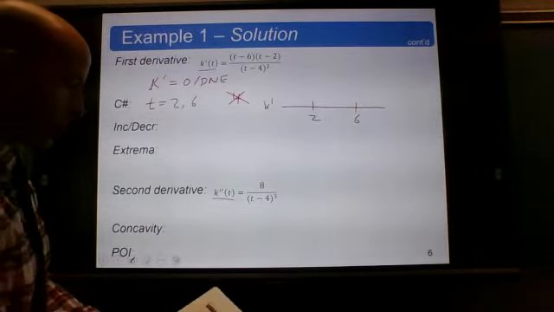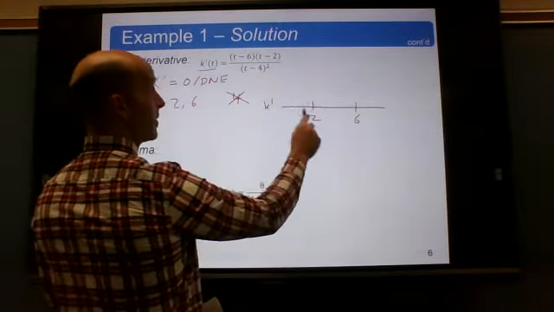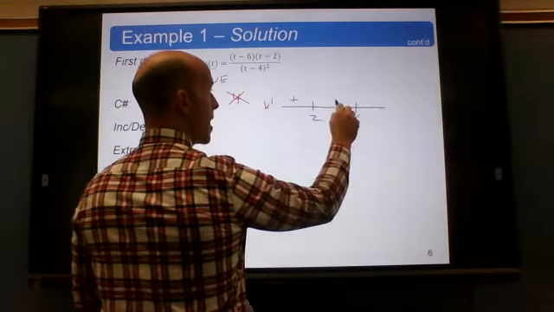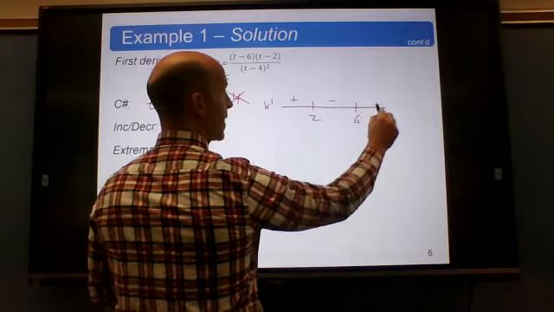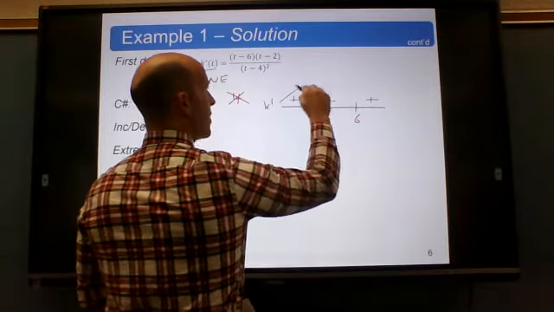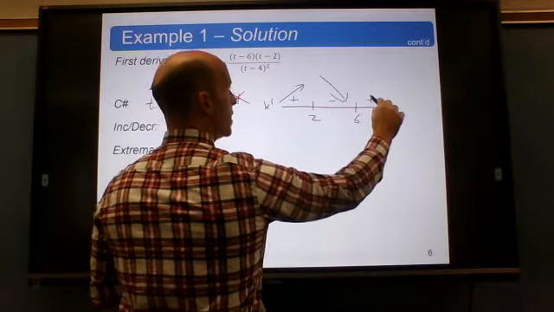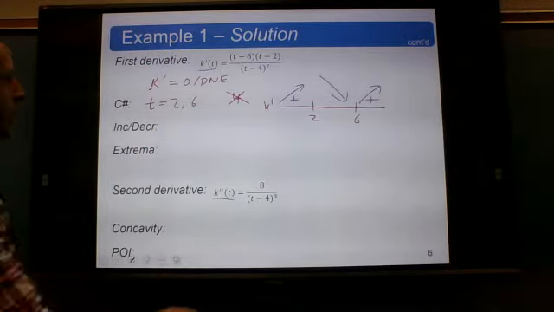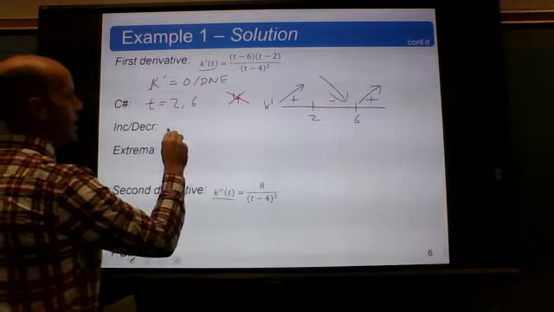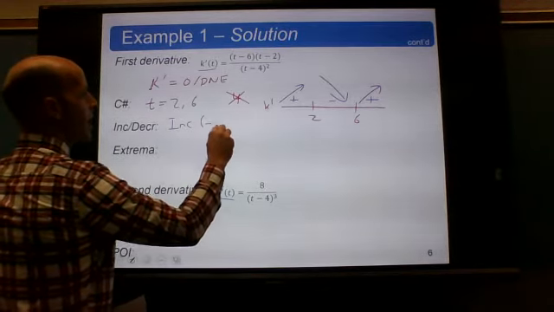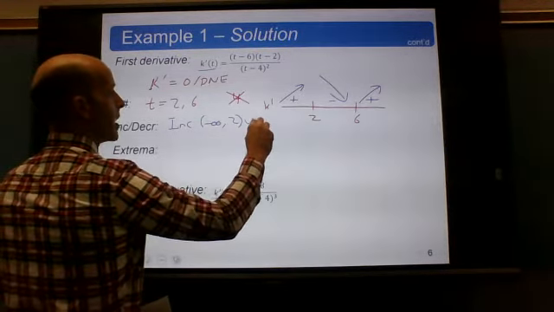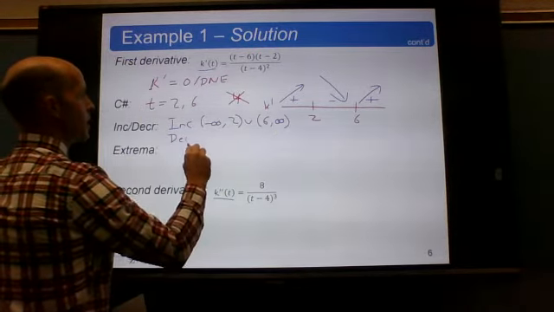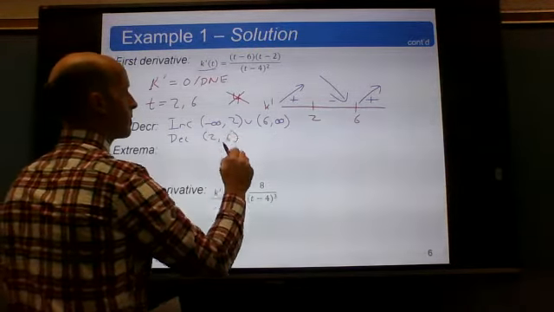And once we do that, we're going to see that when we plug values of less than 2 into the function, we're going to get positive. Numbers between 2 and 6, we're going to get negative, and then we're going to get positive. That tells us it's increasing here, decreasing there, and increasing there. So we know that the function is increasing from negative infinity to 2, and it's increasing from 6 to infinity. It's decreasing from 2 to 6.